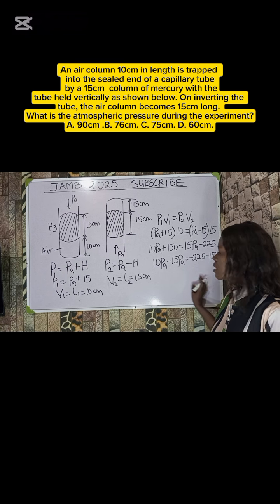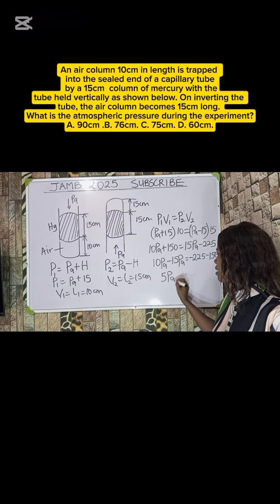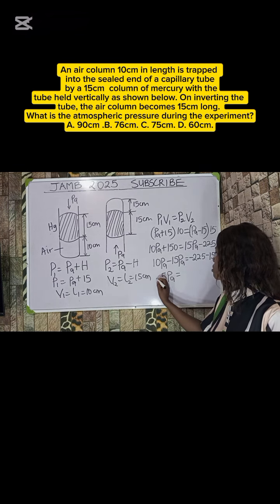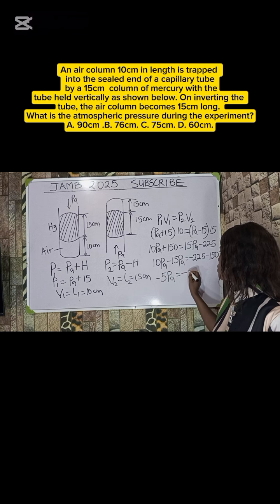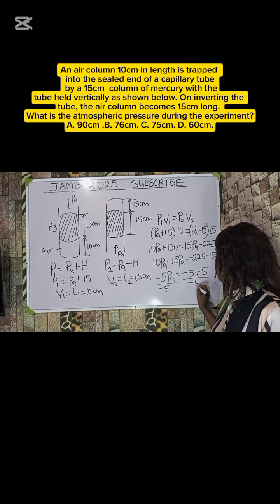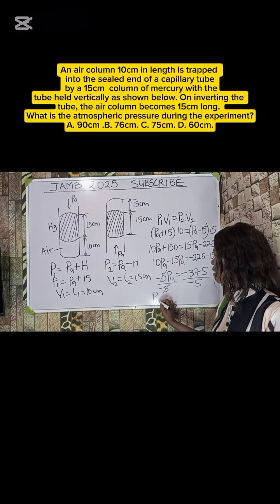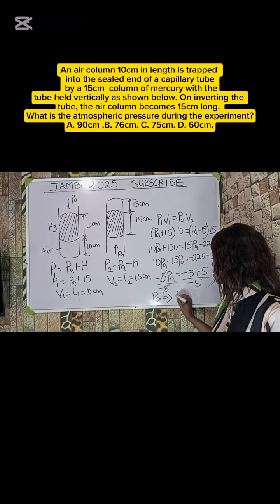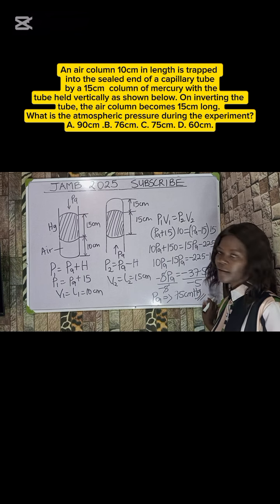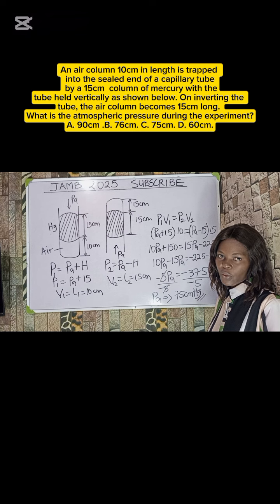Okay, now when you work out this one, it's going to give me minus 5 PA is equals to minus 375. So by the time we divide by minus 5, this cancels this, right? So my PA is now equals to 75 centimeter mercury. Do we understand? I hope that is clear. Correct option to this question is option C.